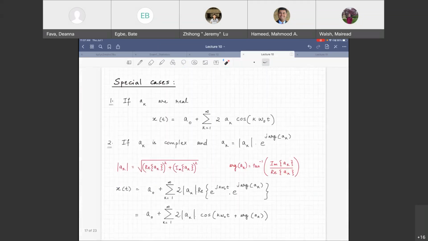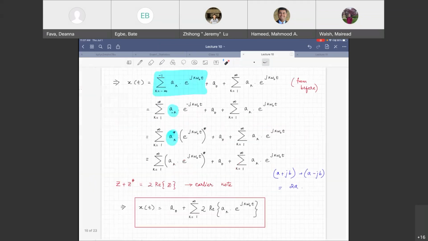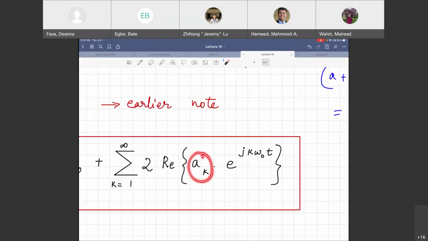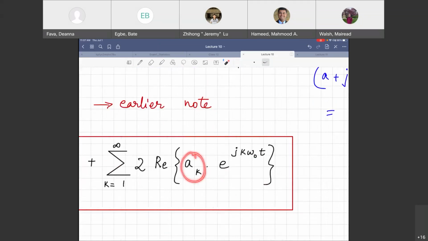Next, some special cases. So this is sort of making the conversation about trigonometric Fourier series coefficients evaluation a little bit easier. So let's try to see what happens if ak is real. If the exponential Fourier series coefficients of a signal are real, what happens? Well, x of t is going to equal a sub 0 plus summation over k equals 1 to infinity 2 times simply ak multiplied by cosine. Why is that? ak is real.